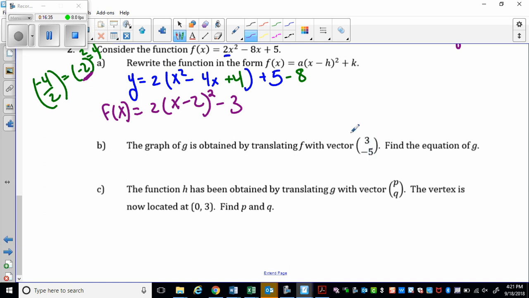Okay, so my new vertex is going to be, this is 3 to the right. This is going to be, I'm sorry, so this is a x equals 3. But when we're plugging it into here, we're going to change the sign. So negative 2 minus 3 is going to be at 5. So my new vertex is going to be 5. When we plug it in, it'll be negative 5. So my new vertex is going to be at 5.